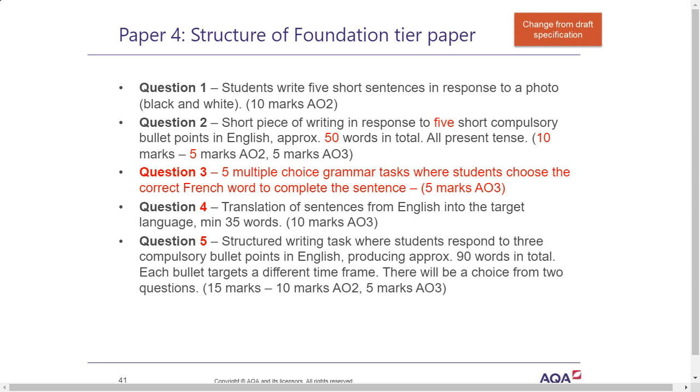A new question has been introduced, which is a 5-mark grammar task. The reason that we have introduced this additional task for AO3 at this tier is to ensure that we had the correct proportions of AO3 marks in comparison with the higher tier paper. It would have been inappropriate to add more AO3 marks to foundation tier question 2, and the overlap question, as you know, has to be the same at foundation tier as it is at higher tier. So that remains at 10 marks for AO2 and 5 marks for AO3.